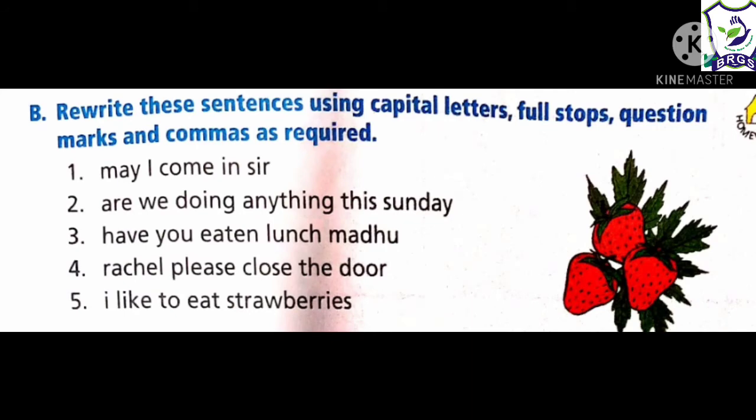Exercise B. Rewrite these sentences using capital letters, full stops, question marks, and commas as required. Number 1. May I come in, sir? Here, M will be capital. May I come in, comma, then sir, then question mark. May I come in, sir? Next is, are we doing anything this Sunday? R A capital. Are we doing anything this Sunday? S capital, then question mark.